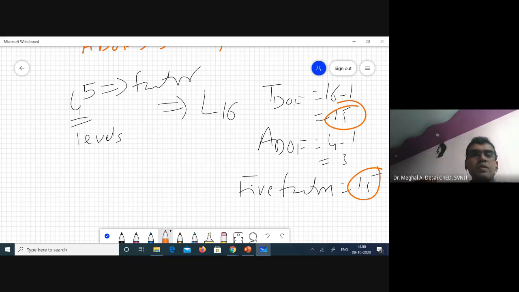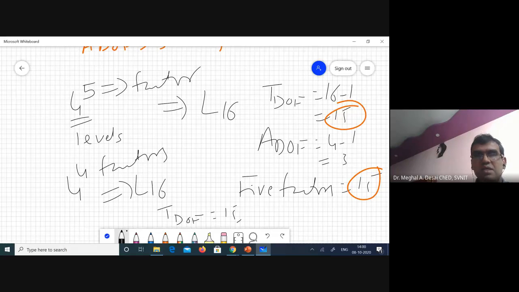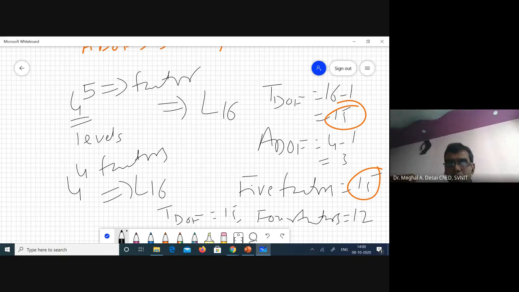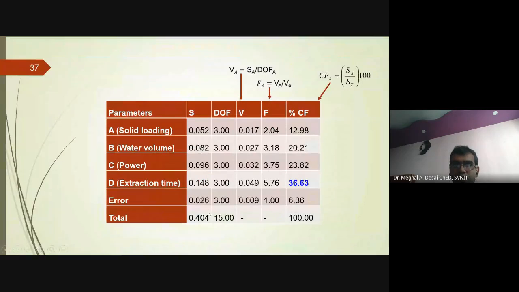Similarly, instead of 5 factors, if I am having 4 factors, again I will have the L16 array. So my total degree of freedom will be 15. But since my number of factors is reduced to 4, the summation is 12. So 15 minus 12, 3 degrees of freedom will be there for error. And that is what I have shown here also, that we will have degrees of freedom for error.